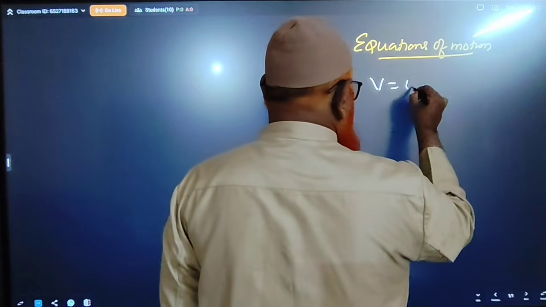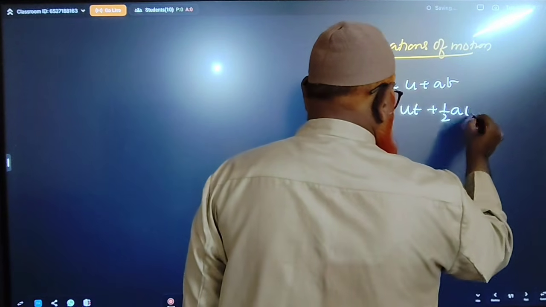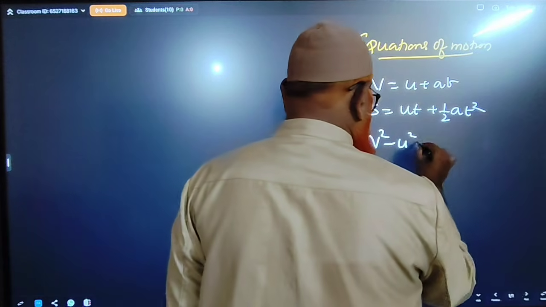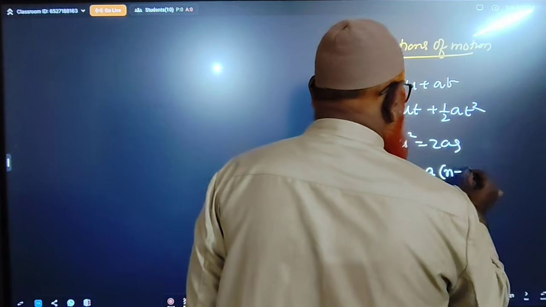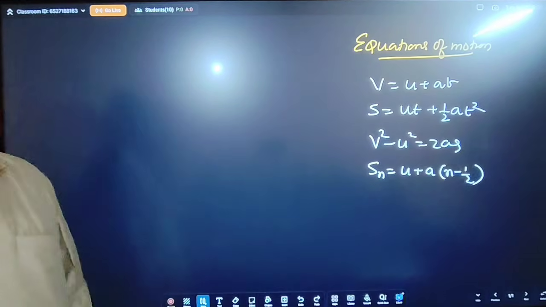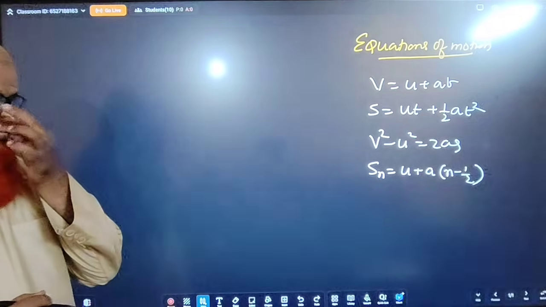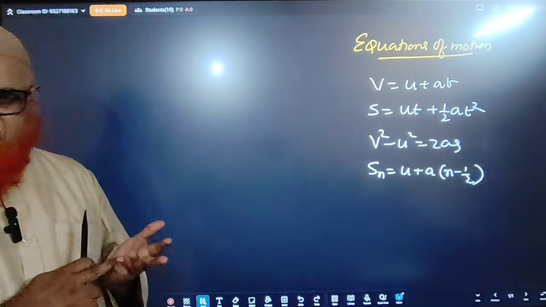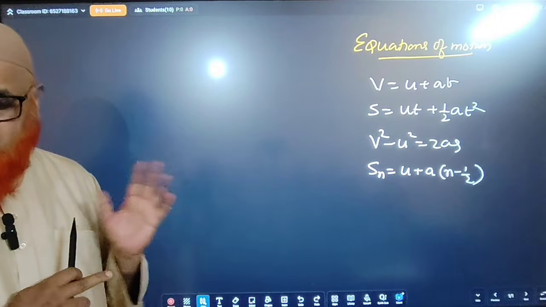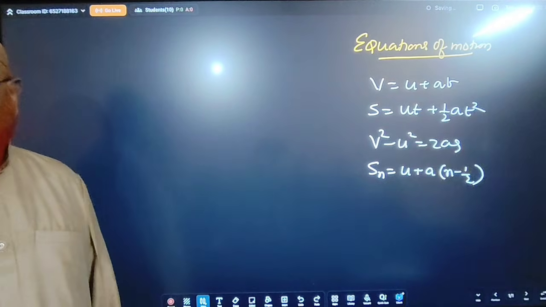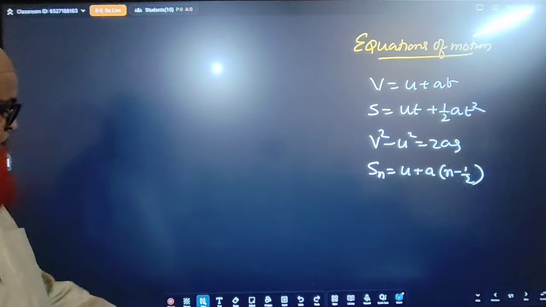Where v is equal to u plus at, s is equal to ut plus half at square, v square minus u square is equal to 2as, Sn is equal to u plus a into n minus half. These are the main equations of motion, which are very important to solve problems of kinematics, dynamics, electrostatics. Even in electrostatics this will come. Even in moving charges and magnetism these equations will come. So these are called the pillars of your physics.